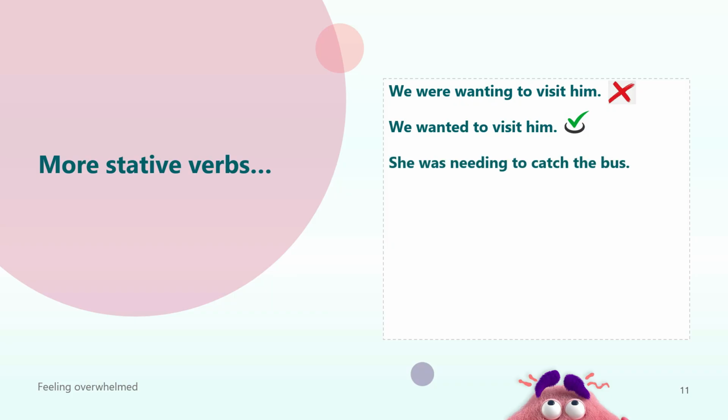Or she was needing to catch the bus. Also incorrect. These simply don't work in the continuous tense. We can simply say she needed to catch the bus. There's also one very interesting and common verb that you should know about, and that's the verb to have. Now, have can sometimes be stative, and sometimes it can be dynamic or action-based.